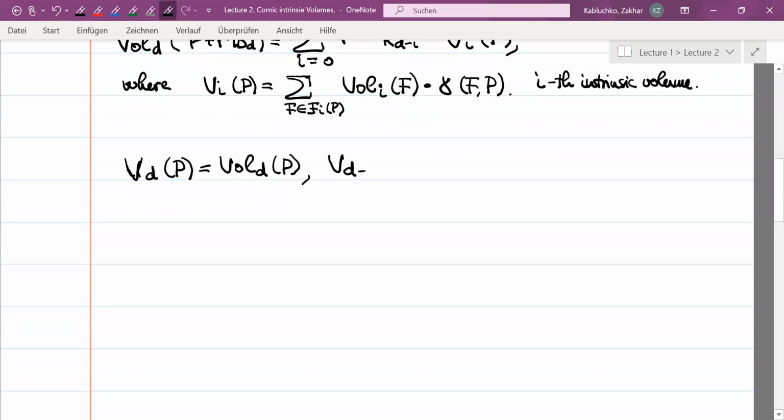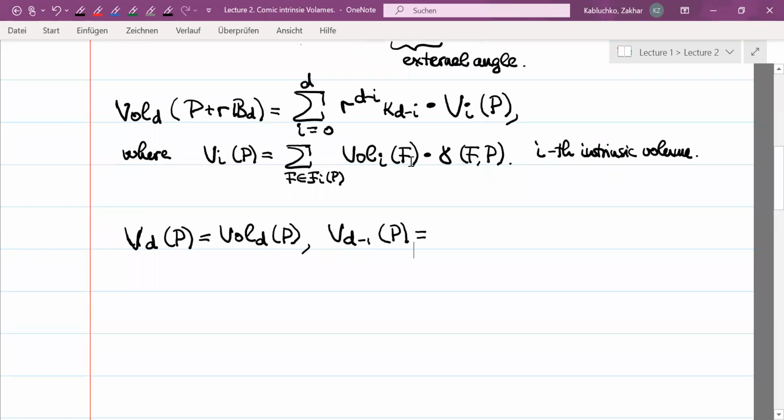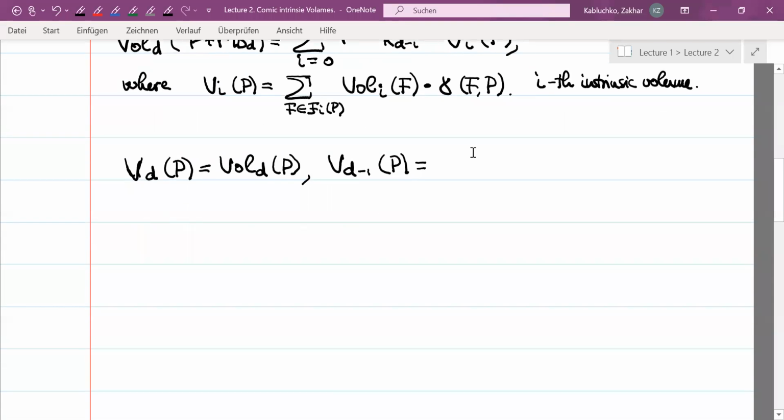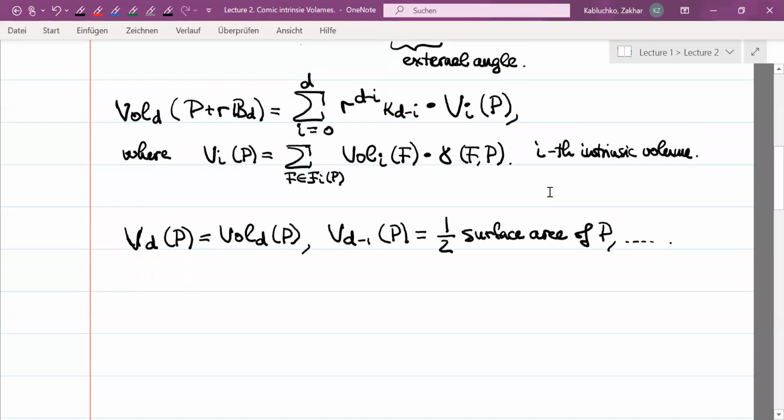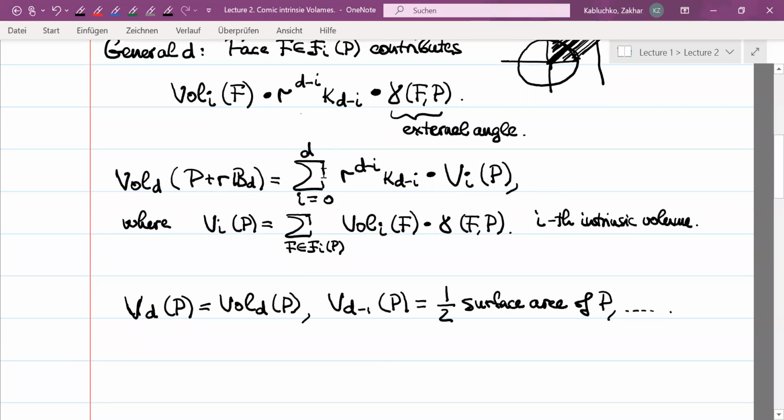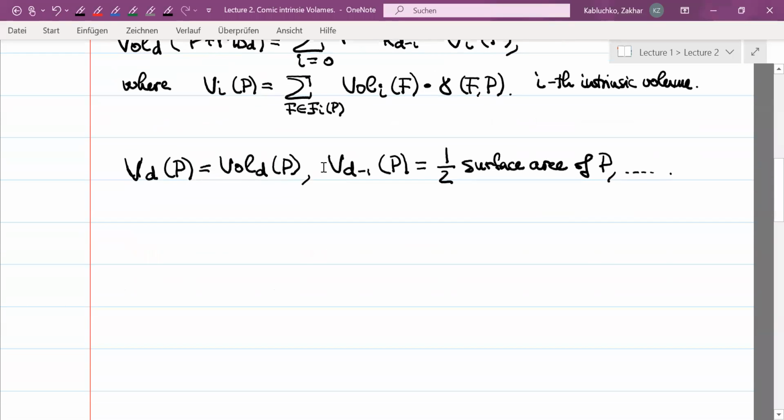Then V_{d-1} of P can be obtained by taking all facets of P, so all phases of maximal dimension, and multiplying them by the angles, but all the external angles are 1/2 there, so it is 1/2 times the surface area of P, and so on. But we shall not need this, and in particular, we shall not need the Steiner formula, because we will define the conic intrinsic volumes in a different way.